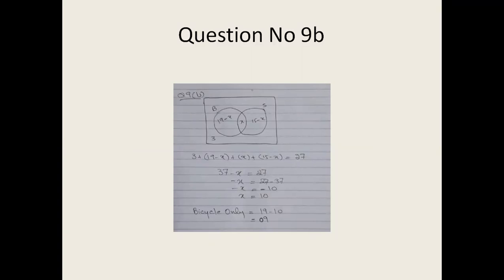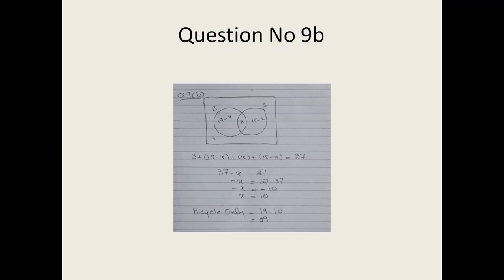So we will draw two circles. One circle represents the bicycle, the other represents the scooter. Suppose there are X people who have both things. Here you have a total of 19 people with bicycles, so this portion will be 19 minus X. The scooter circle has 15 people, and X is already counted, so this portion will be 15 minus X.